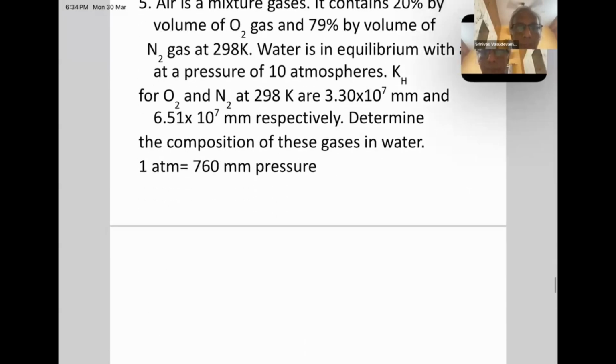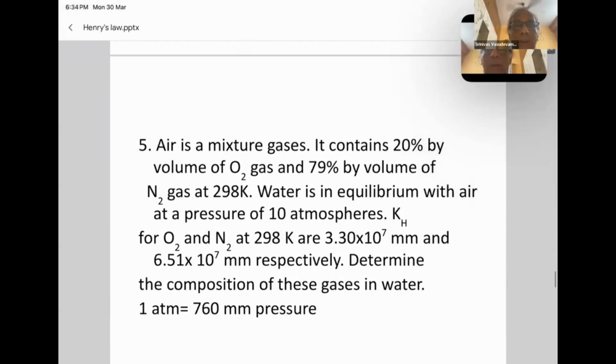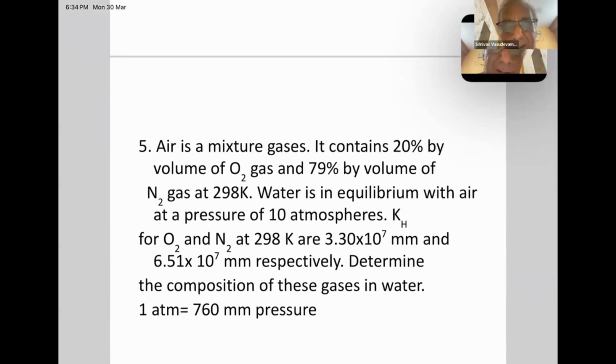This is the last one. Air is a mixture of gases, contains 20% by volume of oxygen gas and 79% by volume of nitrogen gas at 298 Kelvin. Water is in equilibrium with air at a pressure of 10 atmosphere. KH for O2 and N2 at 298 Kelvin is 3.30 into 10 power 7 millimeter and 6.51 into 10 power 7 millimeter respectively. Determine the composition of the gas in water.